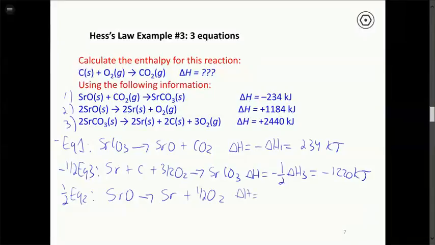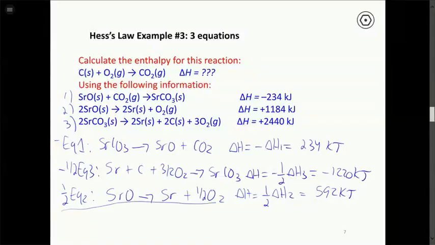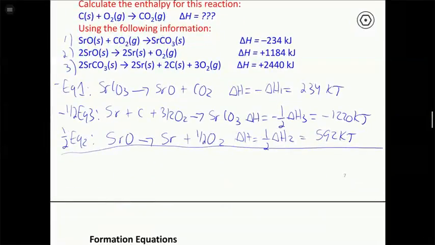Delta H is going to be 1/2 times the second delta H, because all we did to that was multiply the coefficients by 1/2, and so we get 592 kilojoules. We just take this delta H value here and divide it by 2. So when we add these together, we can now verify that we've done this correctly, that all of our intermediates cancel out and that we're left with the overall reaction.